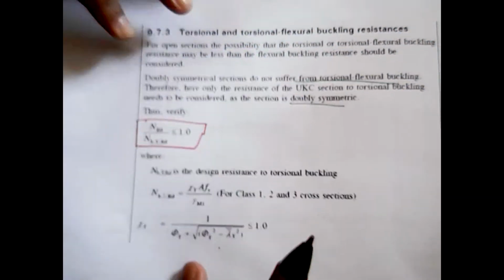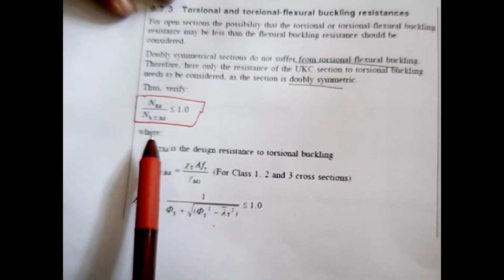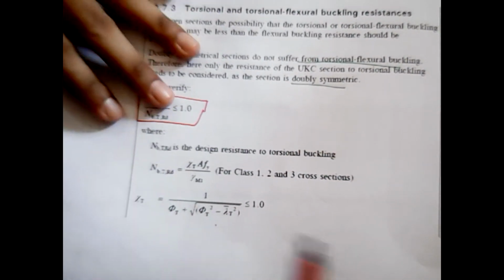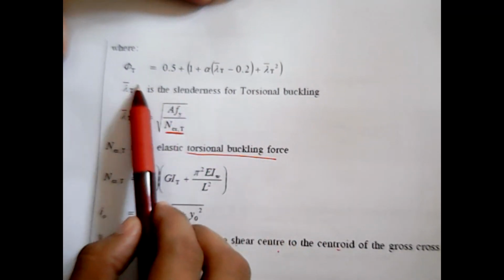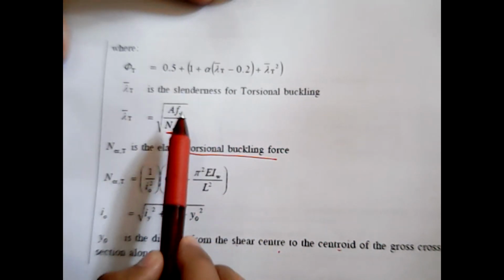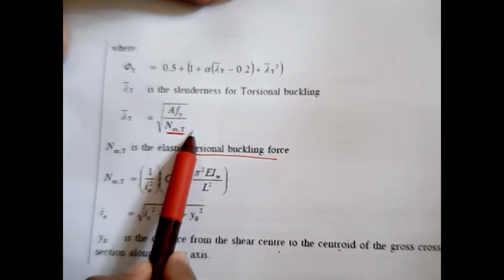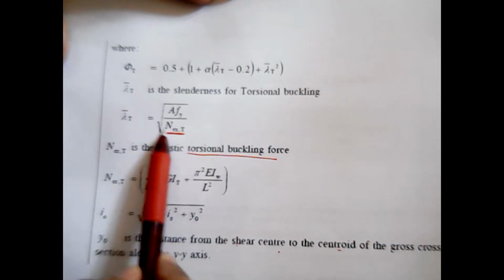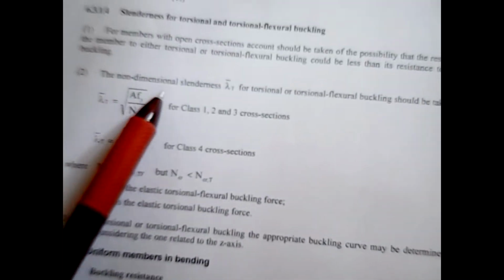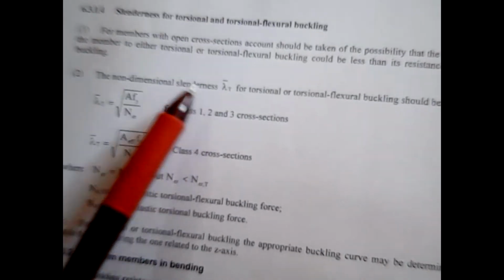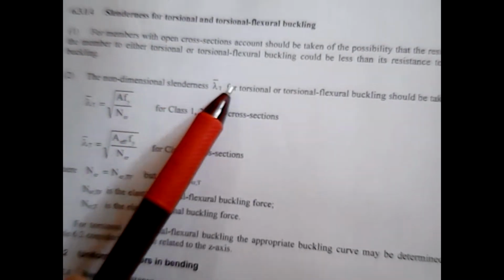Okay, so now if you look here, this is the equation that I explained to you. And here also the equation, the same equation I explained earlier. So now the most important part here, NCRT. What is the NCRT? NCRT, if you go for these equations in our Eurocode, is what we call the non-dimensional slenderness for torsional.